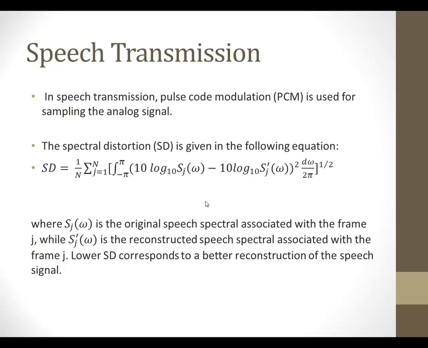in which over here S_j is the original speech spectrum associated with frame j, while S prime j is the reconstructed speech spectrum associated with frame j. Now, the lower the SD, the better the reconstruction of the speech signal is.